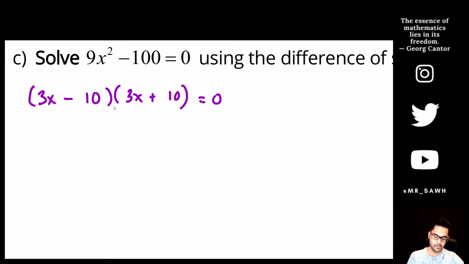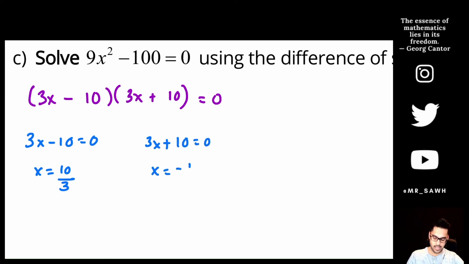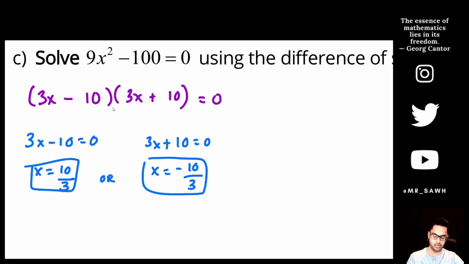And I've got my two factors, so I can set each of them equal to 0 and solve. So one of them, x is going to be 10 over 3. And the other one will leave me in a place that says x is equal to negative 10 over 3. Okay, so I've got two distinct solutions here. Two x values, two x intercepts, two zeros, whatever you want to call them.